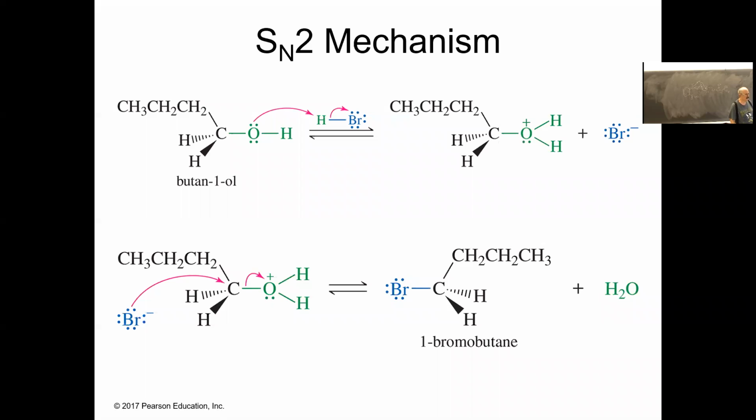And this is the same mechanism that we did in lab with bromobutane. We converted sodium bromide to HBr using sulfuric acid. So butan-1-ol uses the oxygen to pick up an H, and then bromide attacks from the back, kicks out water, and we get 1-bromobutane.